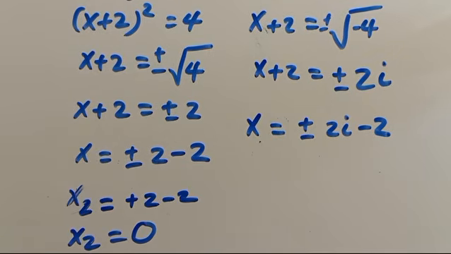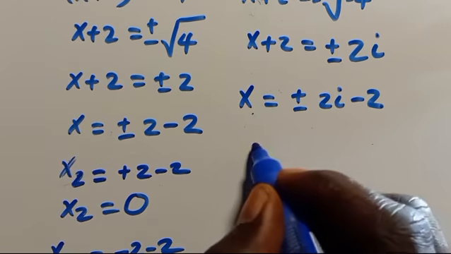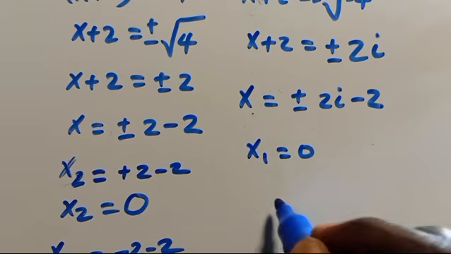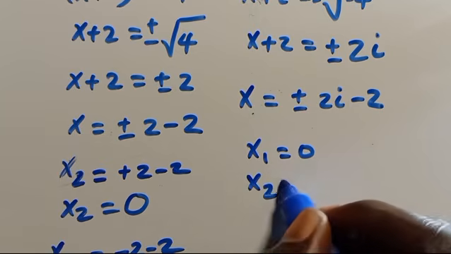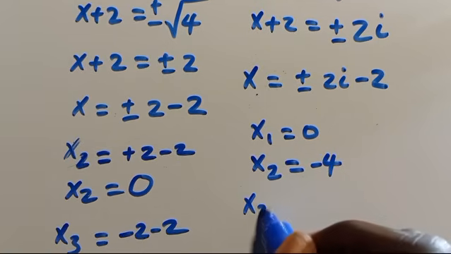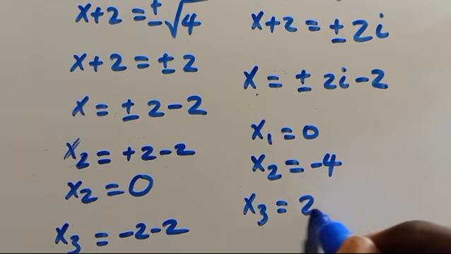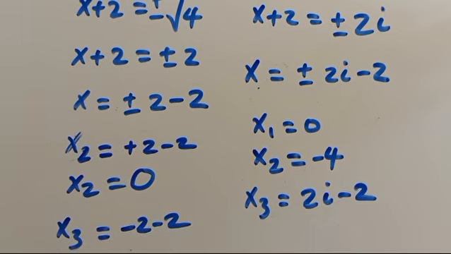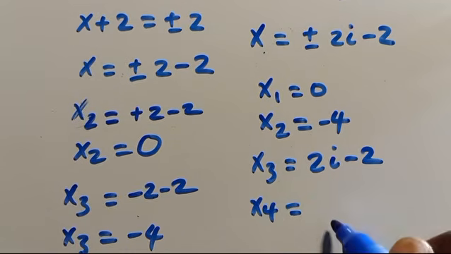So from here, we can see we have x1 equals 0, x2 equals minus 4, x3 from here equals 2i minus 2, x4 equals minus 2i minus 2.